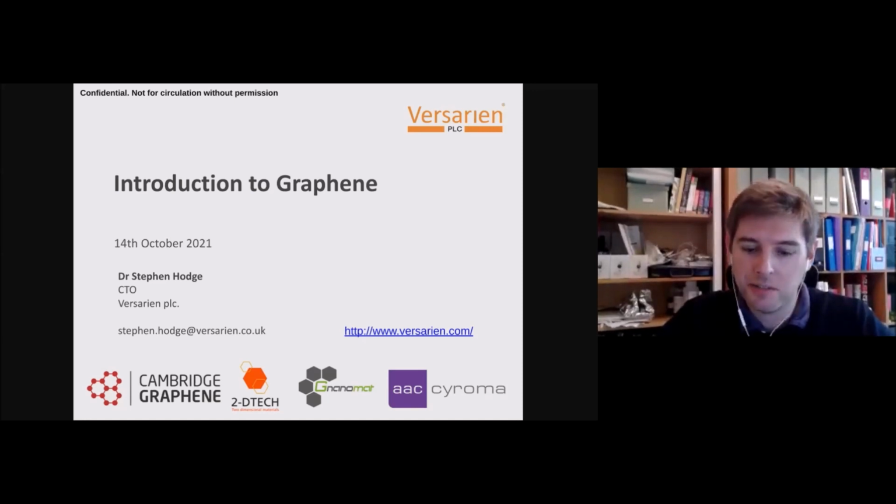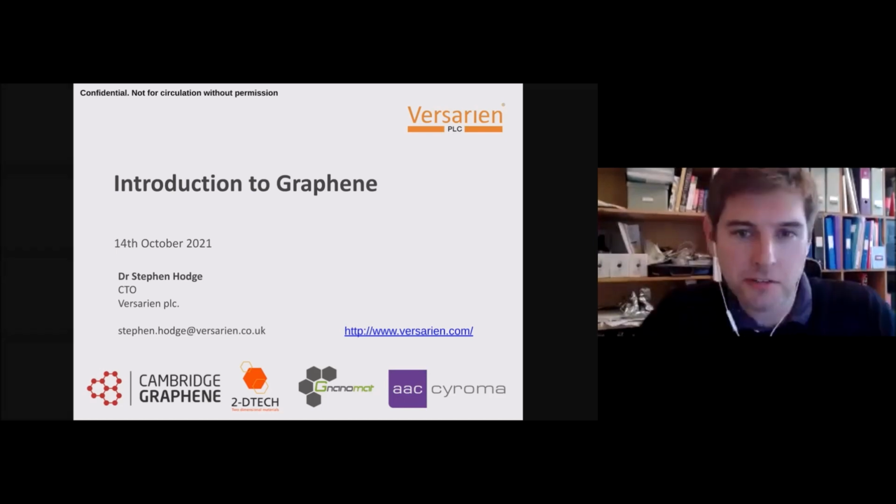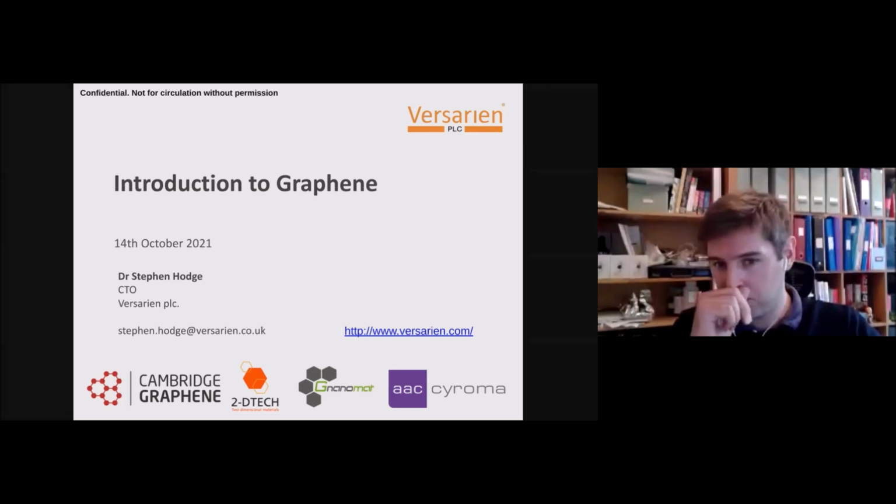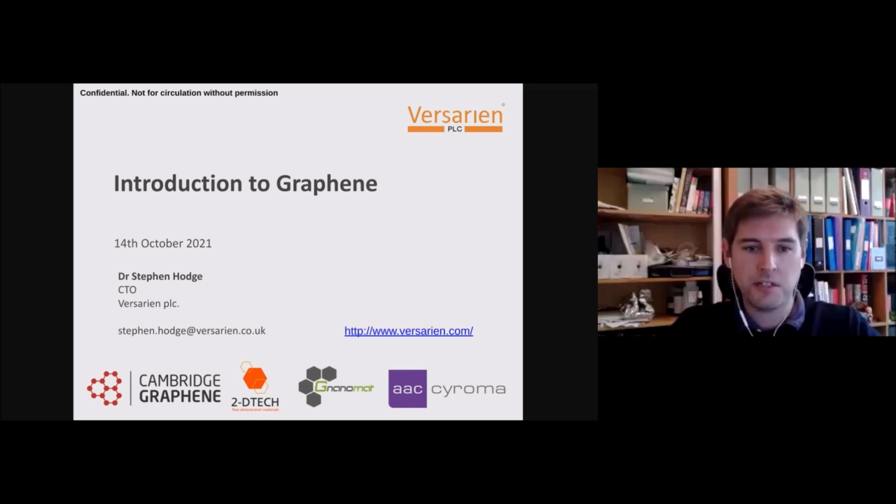So yeah, today I'm going to give a brief introduction to graphene and other advanced materials. So Viserion, we're a company who specialize in advanced materials, but also taking technology out of universities into the real world. And over the last few years, we've acquired different companies and spin-outs from universities. So we've got particularly strong relationships, as Elif mentioned, with the University of Cambridge and Manchester, where we've got two graphene spin-outs, one Cambridge Graphene, the other is called 2D Tech.